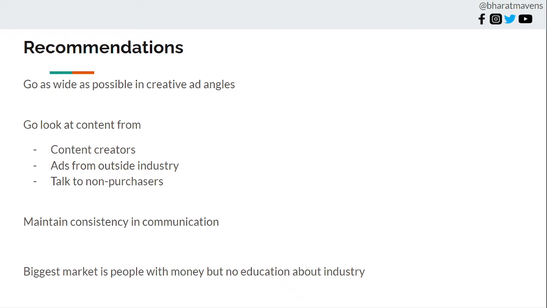Number two, look at content from content creators, ads from outside the industry, and talk to non-purchasers. Instead of looking at content from the ads library and competitors, look at content from these three. You will have enough creative ideas that are distinct and different from others in the category who are just marketing a me-too product. Though you might be marketing a me-too product, don't make your marketing me-too by copying what competitors are doing. Have innovation and creativity there, and find ad angles that are not being used by other brands.